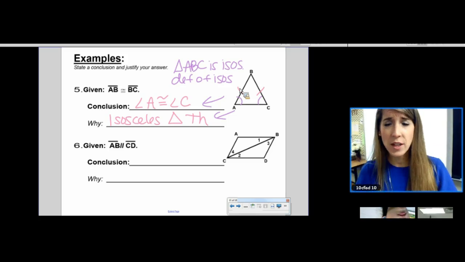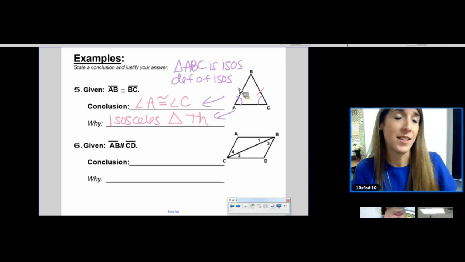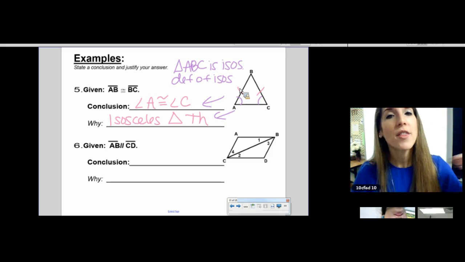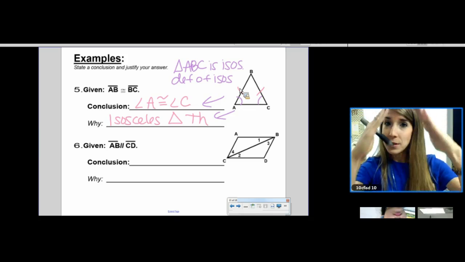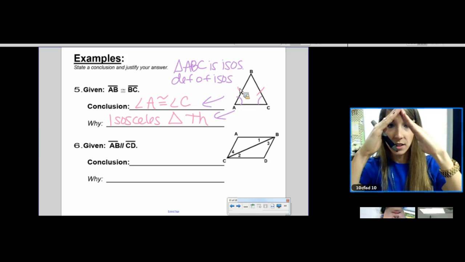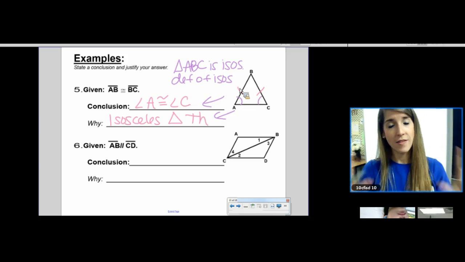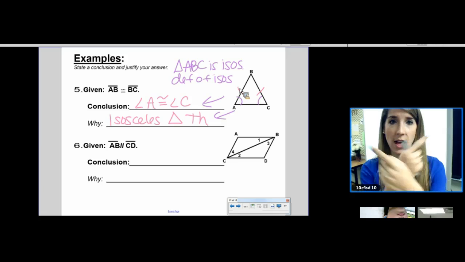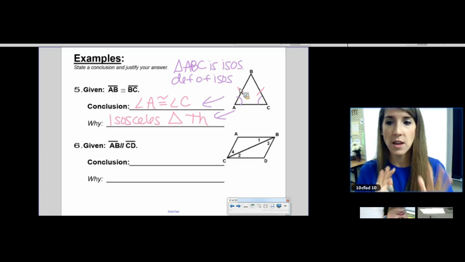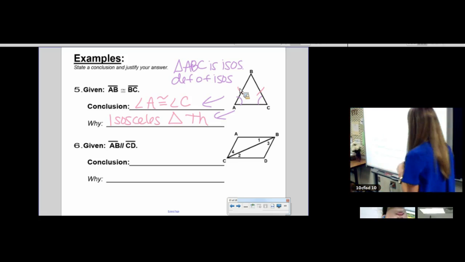Do you see the difference between definition of isosceles and the isosceles triangle theorem? The definition just says, if two sides are congruent, this triangle is isosceles. The theorem says, if two sides are congruent in an isosceles triangle, then the angles opposite are congruent. And the converse would be, if the angles are congruent, then the sides opposite are congruent. So hopefully you have that straight in your mind.